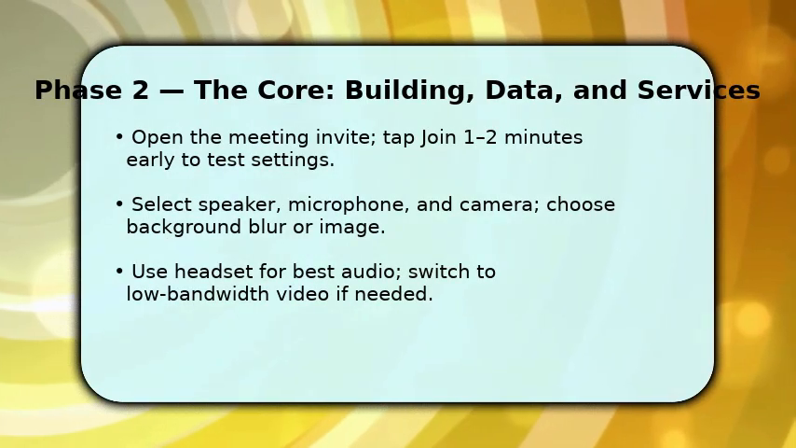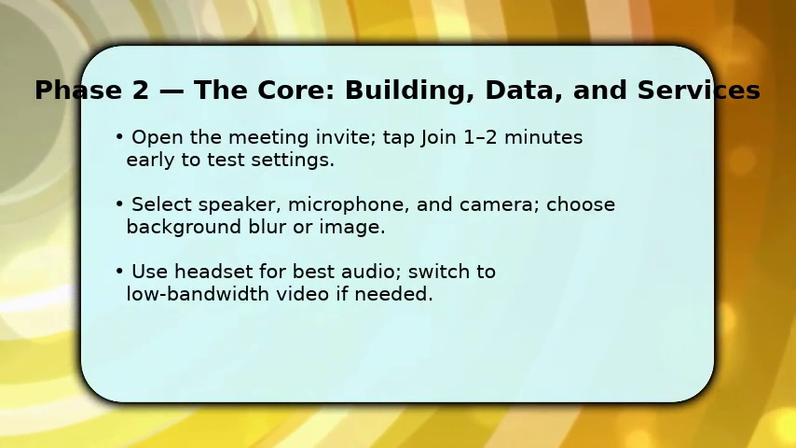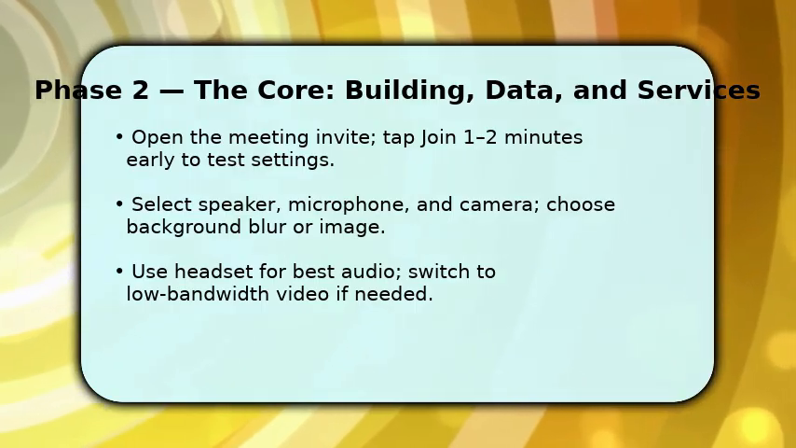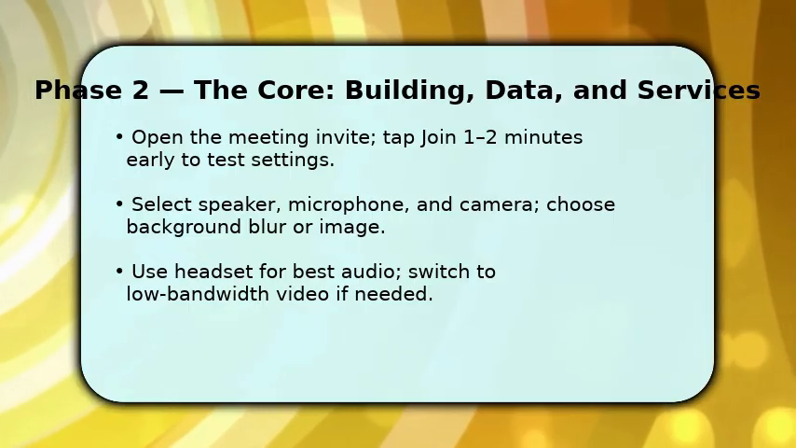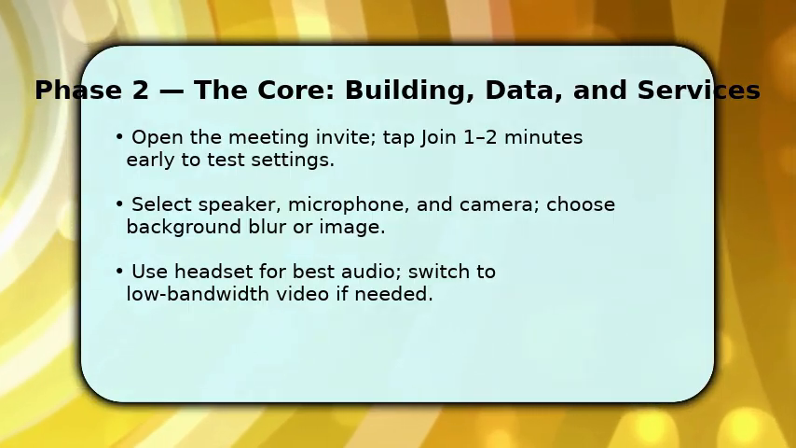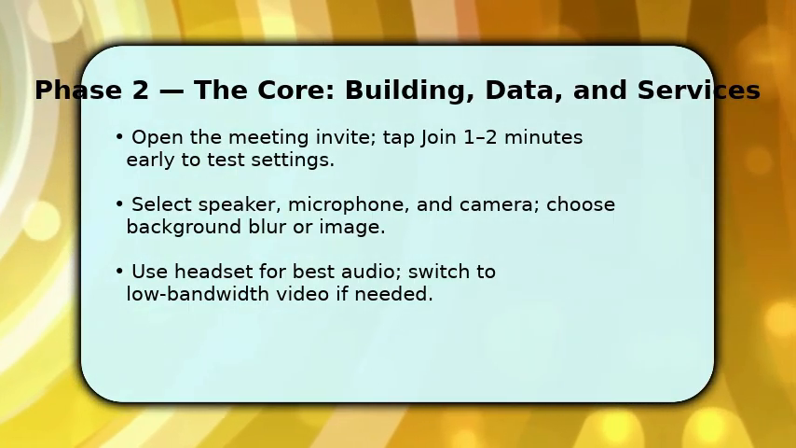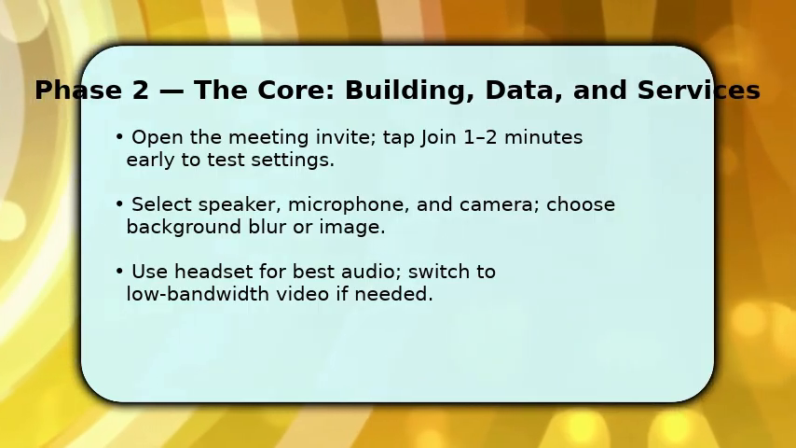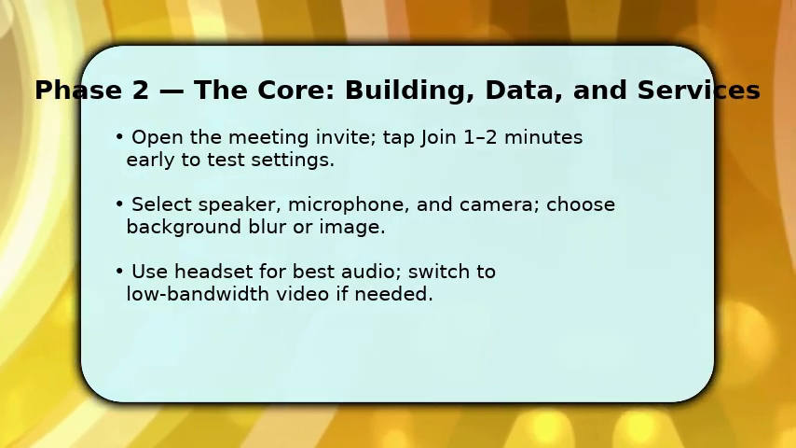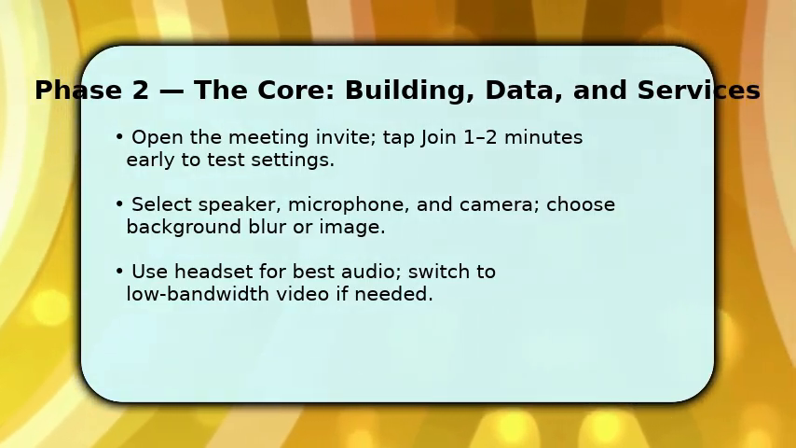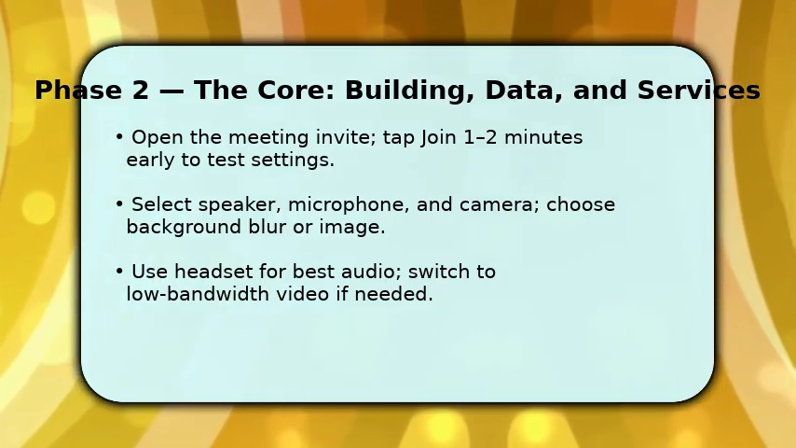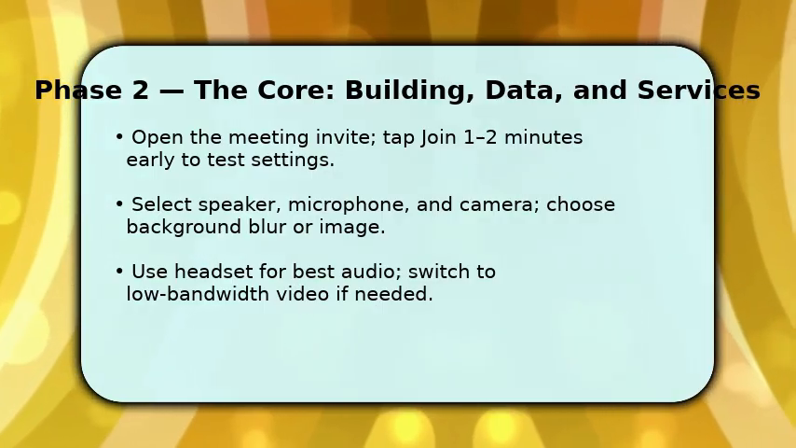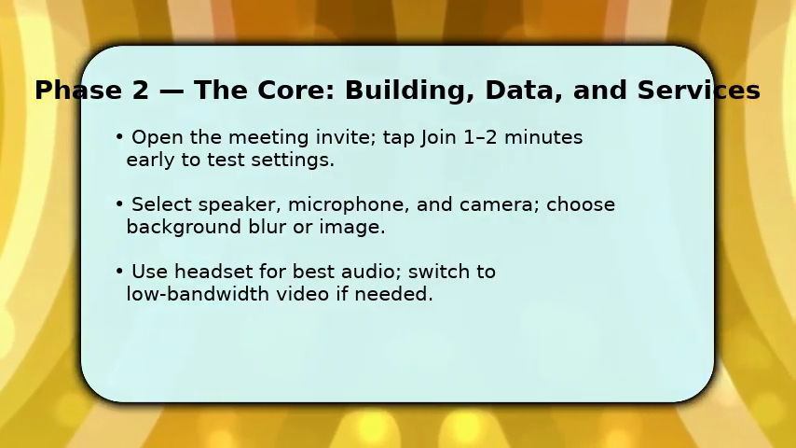Open the meeting invite and tap Join a minute or two early so you can test audio and camera. On the pre-join screen, pick speaker output, microphone input, and front or rear camera. Toggle camera off if privacy is needed. You can apply background blur or an image to hide surroundings. If audio sounds poor, switch to a wired headset or Bluetooth and choose low bandwidth video in settings. Once comfortable, tap Join Now. You're in and visible or muted as intended.